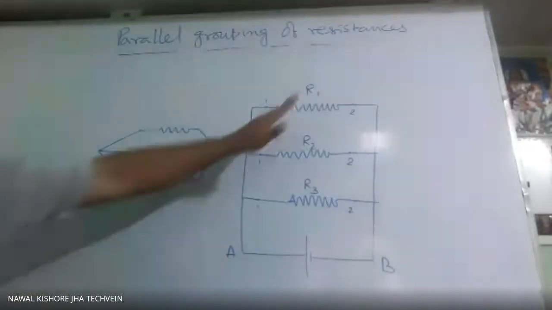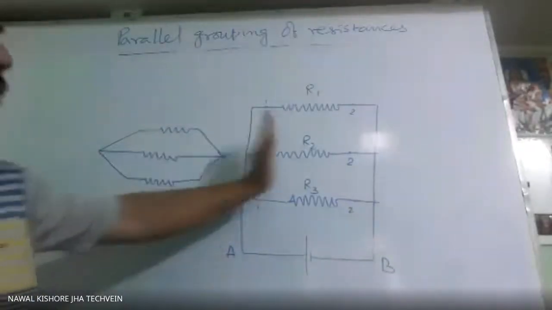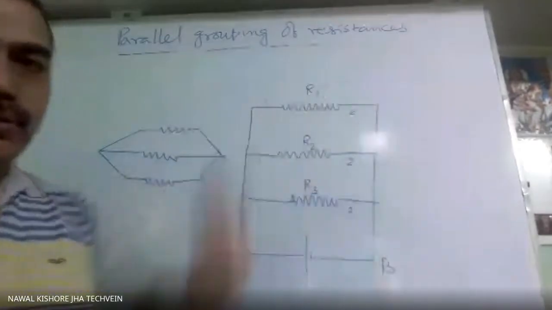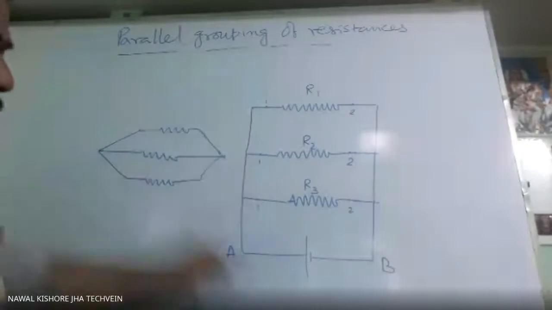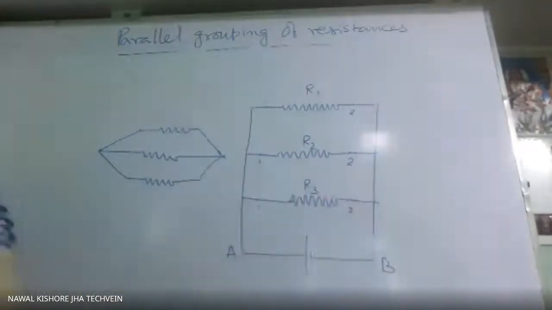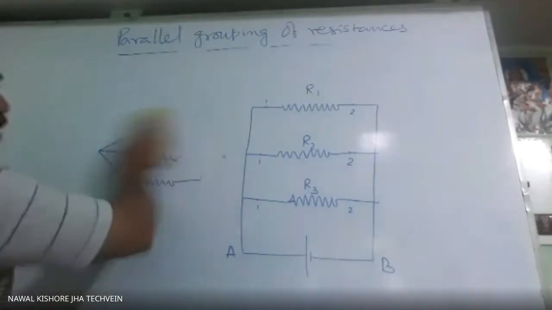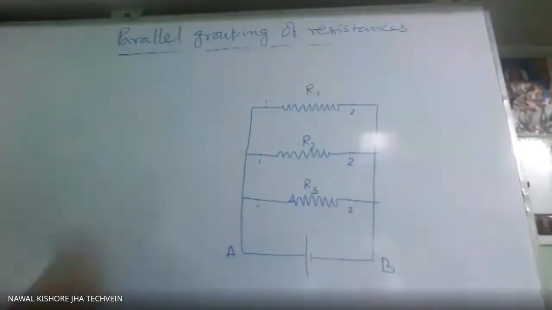One terminal of all three are connected together. Second terminal is also connected together. And finally, these two ends are connected to the source. So this type of grouping we call parallel grouping.